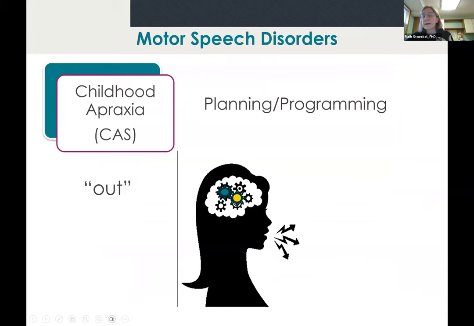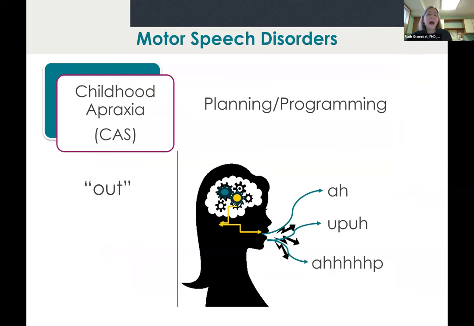So just a very quick look at it in a little more concrete ways. For apraxia, you've got that planning and programming going on, but the arrow's going kind of the wrong way. It's coming out here. And as you saw with that little boy, the next attempt might be "upa," and the next attempt might be "up." And all of these are for "out," so none of them are correct, and they're all very different because that child is struggling to coordinate the articulators and use the motor planning and programming to produce that target.